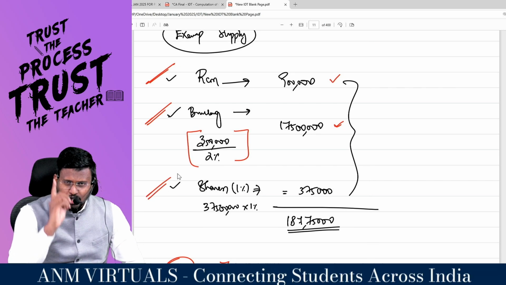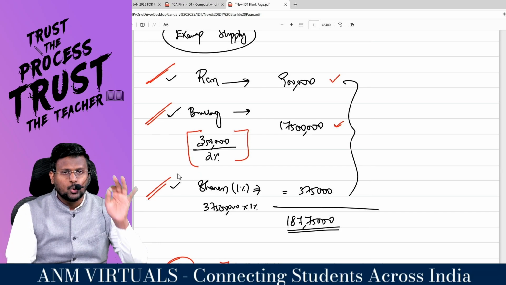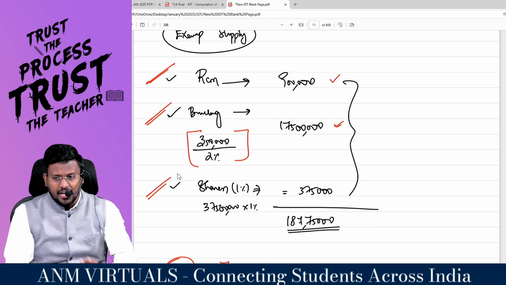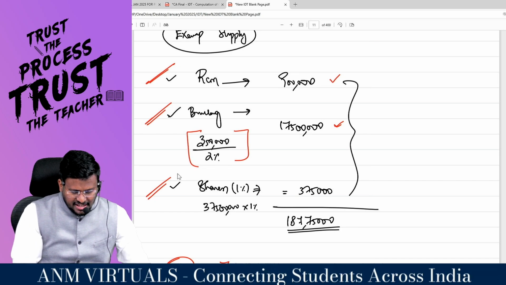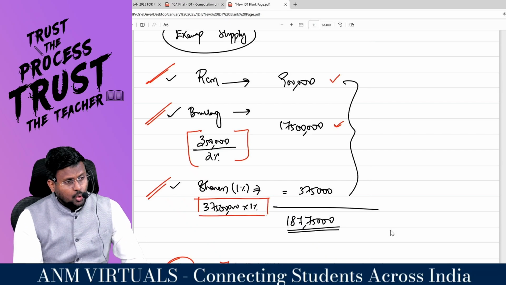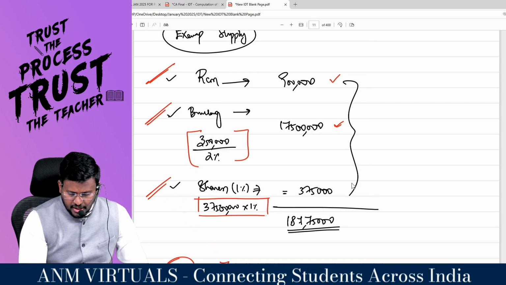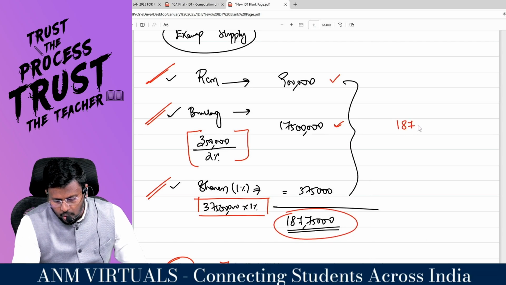Shares are neither supply of goods nor supply of services, but they will still be included in the exempt supply. And for shares, you have to value 1% of the sale consideration. What is the sale consideration given in the question? 3 crore 75 lakhs into 1% comes to 3,75,000. So the total exempt turnover comes to 1 crore 87 lakhs 75,000.